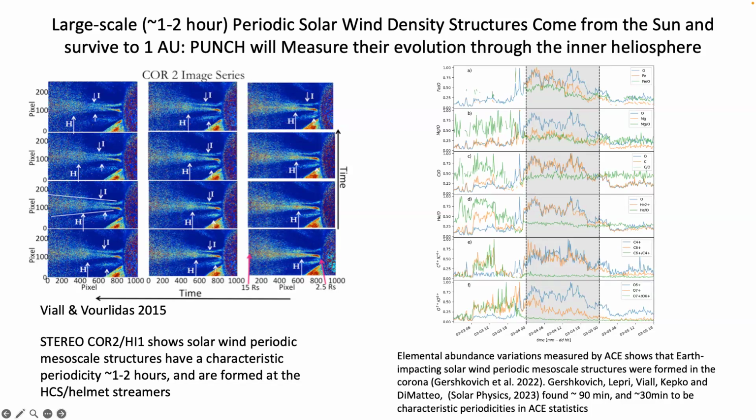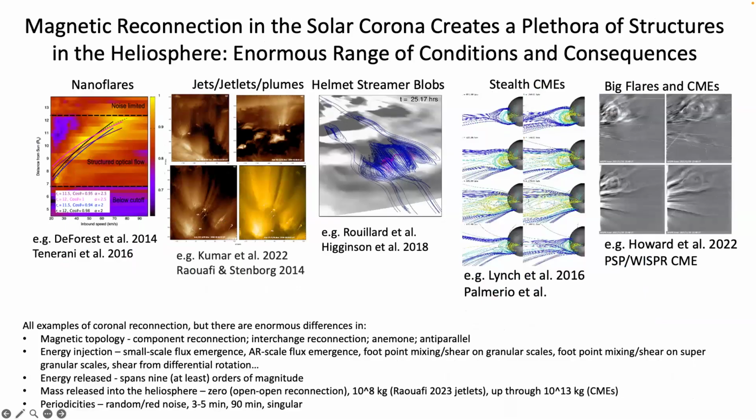But this is an indirect link. We don't yet have images to be able to follow them all the way. That's what PUNCH provides. In addition to just the mesoscale structures, I wanted to take a step back and point out the sun has magnetic reconnection events, and the sun does it in a lot of different ways. And they're all ways that PUNCH is going to be able to see the result of.